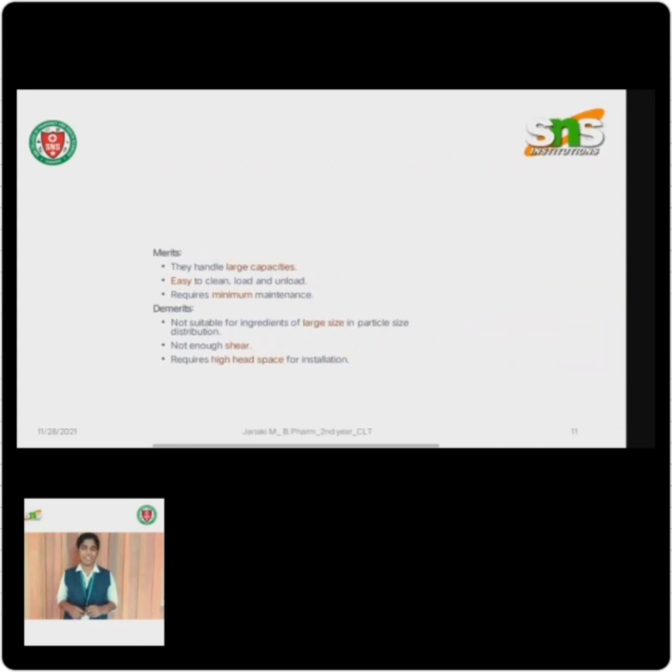Let's see about the merits and demerits of double cone blender. Merits: large quantity of material can be easily handled. It can be easily cleaned and maintained. Demerits: it is not suitable for ingredients of large particle size. Insufficient shearing force. It requires a large head space for the installation.